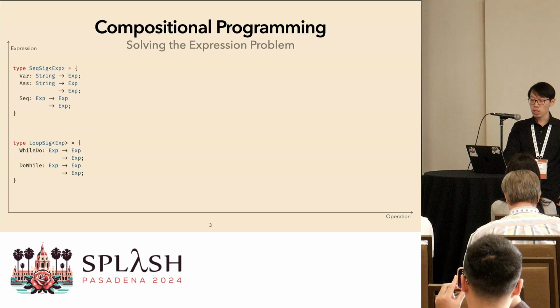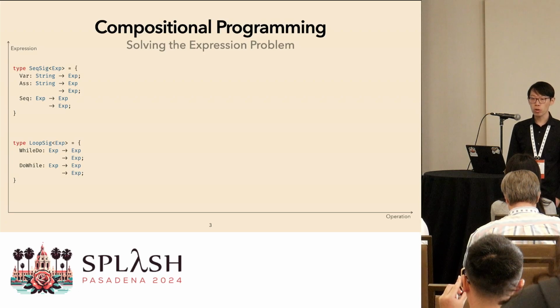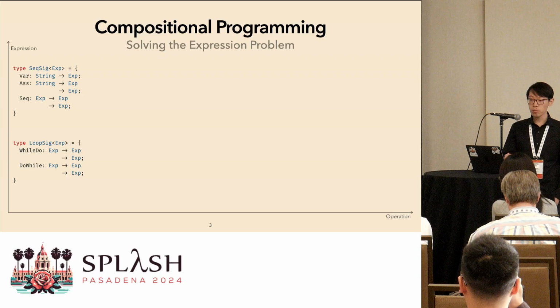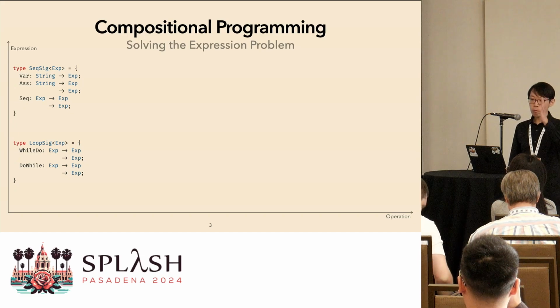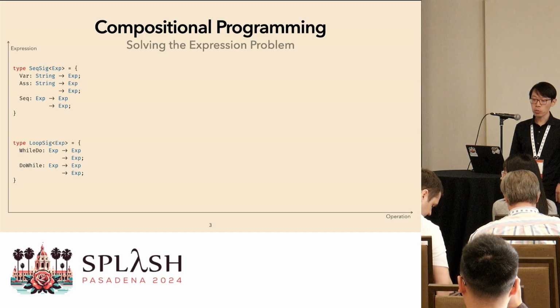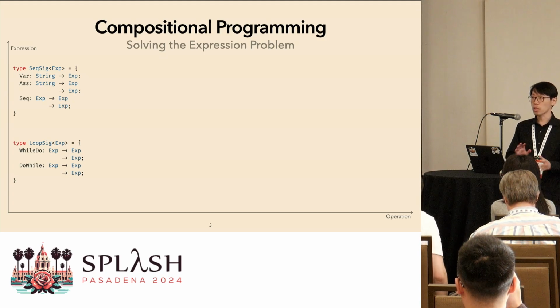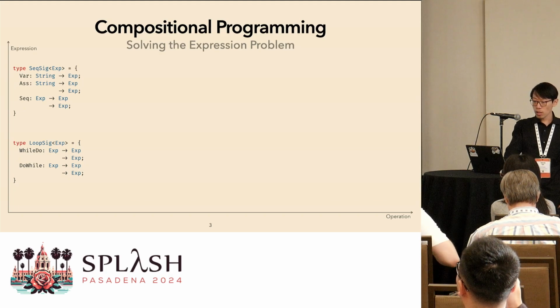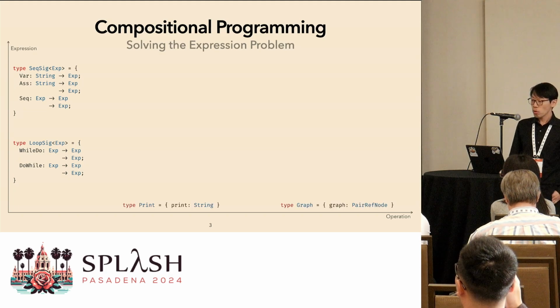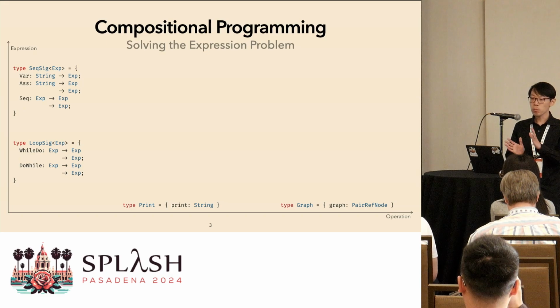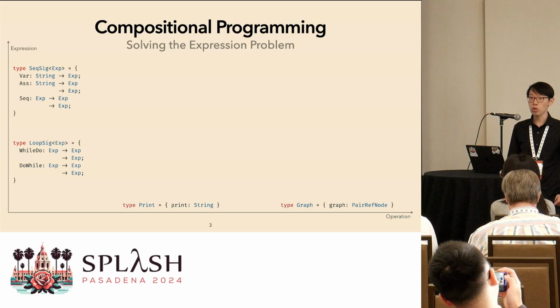For example, if we want to model a mini language, we have variables, assignments, and sequential composition. Then we go along the x-axis and want to extend more, like a while loop and a do-while loop as two variants. And on this axis, we want to implement more operations on these data types, like printing, or constructing a control flow graph on it.